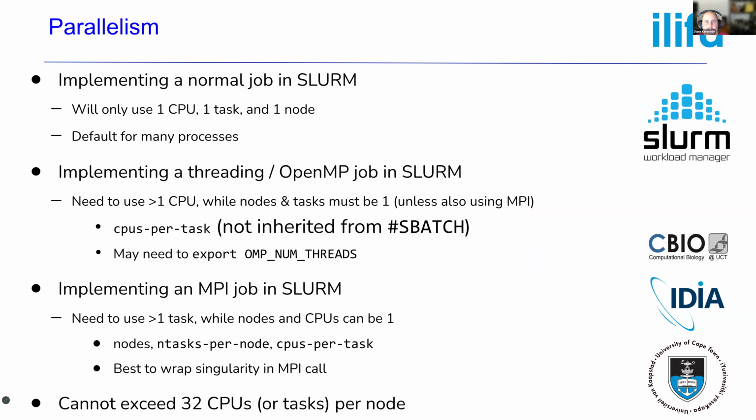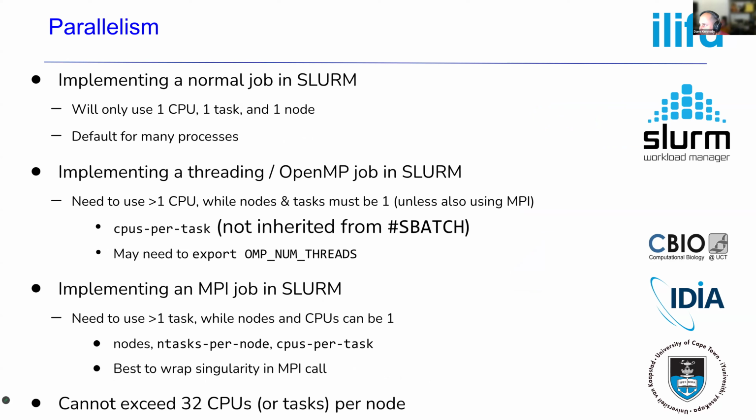By default, a job in the cluster will only have a single CPU allocated to it. And this is what you'd use if you know your code has no parallelism. Perhaps it's kind of pre-processing work where everything needs to be done sequentially.